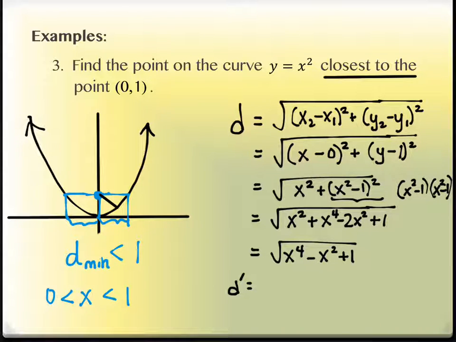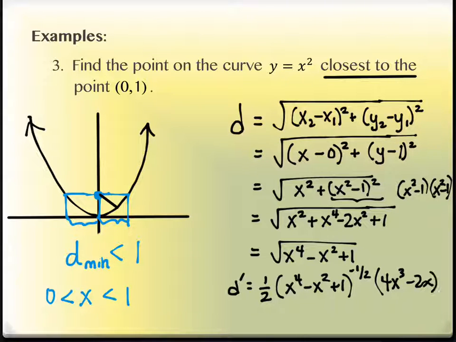Thank you. All right, so what is the derivative of this equation? 1 half, all that stuff, x to the 4th minus x squared plus 1, to the negative 1 half, times 4x cubed minus 2x. Looks pretty good. Do I have a second and a third and we're all okay? Cool. All right, if I clean this up a little bit, and we are going to do that.